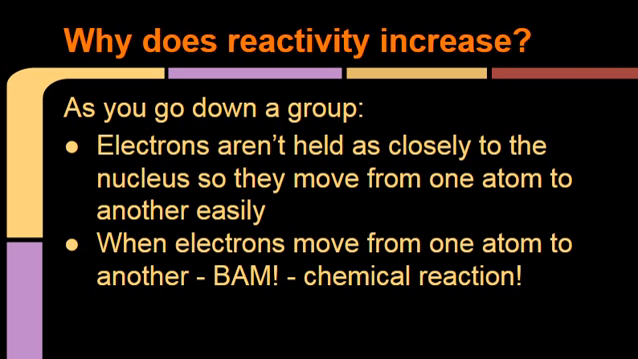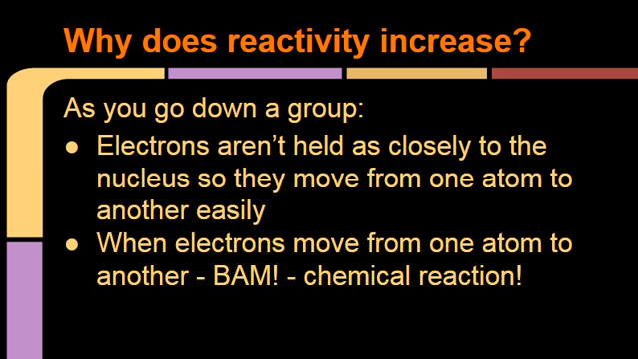Well, remember, as you go down a group, the electrons are not held as closely to the nucleus. So they're going to be able to move from one atom to another atom easily. So elements like francium towards the bottom of the periodic table, remember they're very large atoms, and very large atoms have a very hard time hanging onto their outer electrons because those outer electrons are so far away from them, and there's not that attraction there like there are in the smaller elements.